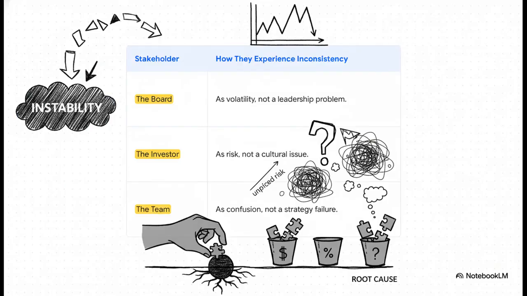And this is where it gets really interesting. That instability, it creates ripples, and everyone feels those ripples differently. The board, they just see it as market volatility. You, the investor, you feel it as unpriced risk. And the actual team doing the work, they're just plain confused. See, everyone is treating a different symptom, but nobody's looking at the root cause.